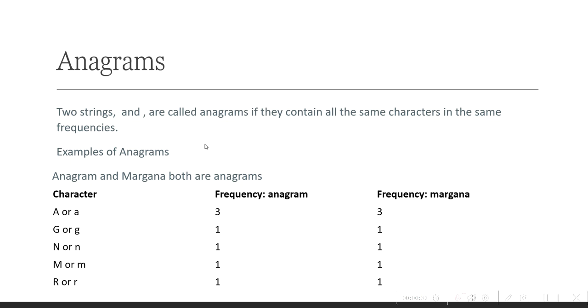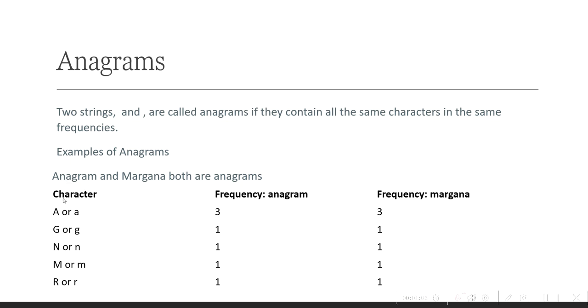So, what does that mean? Let's take an example of two strings. The first string is anagram and the second string is markana. We need to find the frequency of every character. For example, in anagram, A N A G R A M, we need to see how many times A has occurred in the string. A has occurred 1, 2, 3 times.